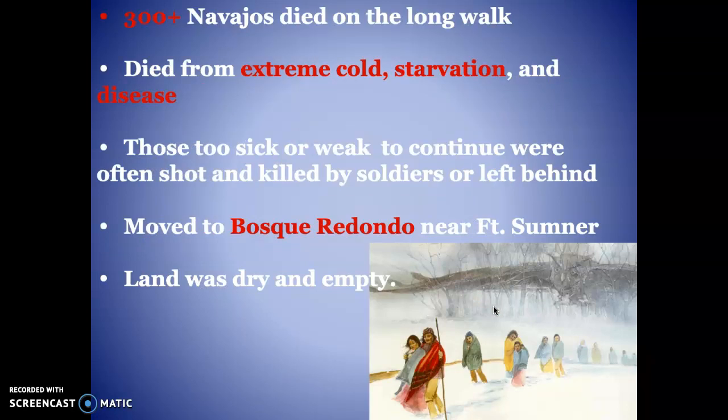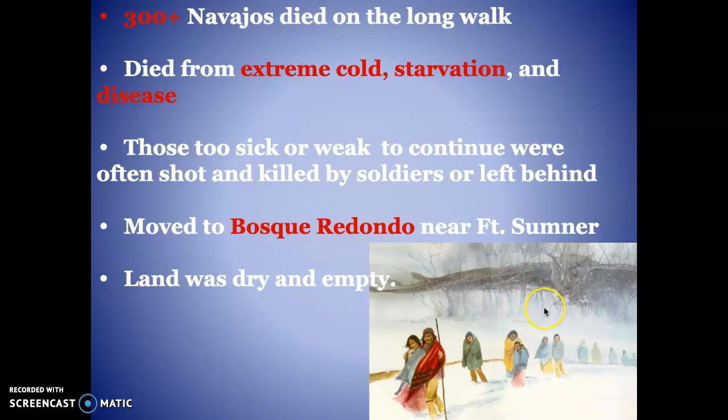On the Long Walk, over 300 Navajos died. They died from extreme cold, starvation, and disease. Those too sick or weak to continue were often shot and killed by soldiers or left behind. This wasn't just happening in New Mexico. This was happening all over the U.S.